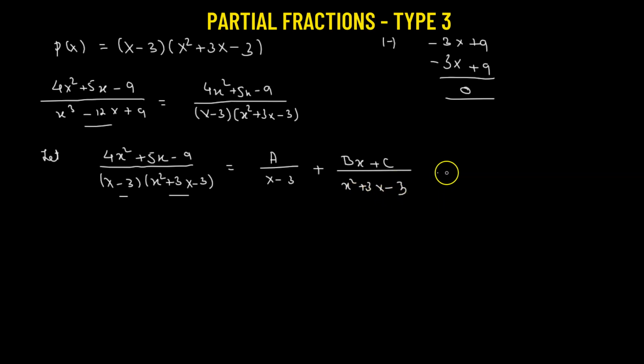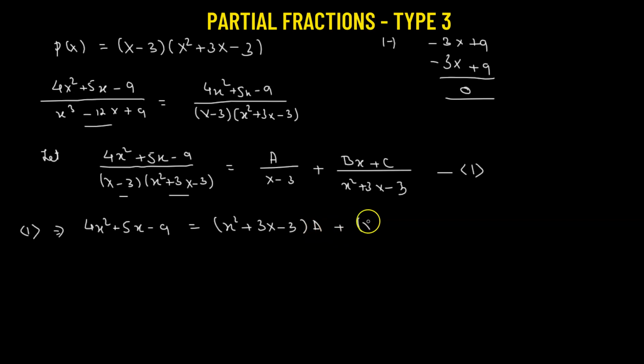Okay, now we will label this as number 1. So we'll take number 1 and multiply throughout with (x minus 3) times (x squared plus 3x minus 3), such that on the left hand side we have 4x squared plus 5x minus 9 equals (x squared plus 3x minus 3) times A added to (x minus 3) multiplied by (Bx plus C). We're going to label this as number 2.